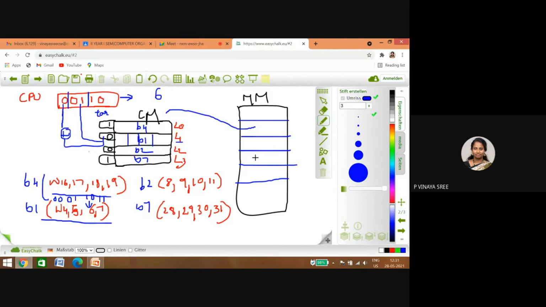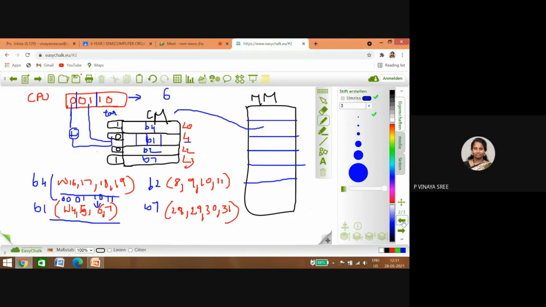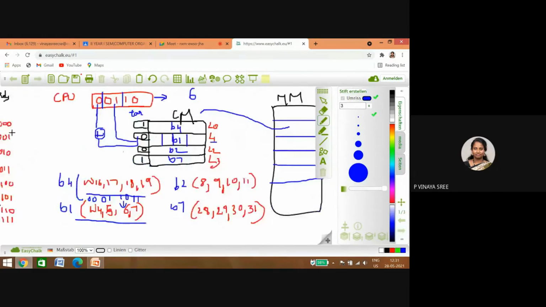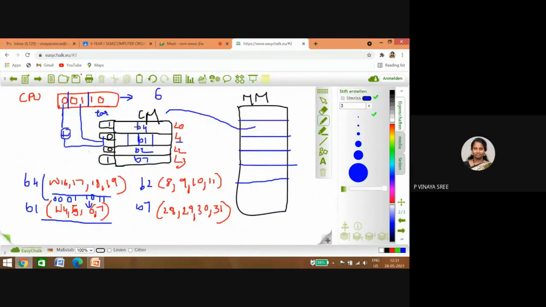Now let us suppose. Can anyone tell me why I have written B4 here? See here, we have two combinations. Two blocks can be mapped to this line number 0, B0 and B4. If the tag bit represents 0, that indicates B0 is present in this. If the tag bit represents 1, that indicates B4 is present. In this case, the tag bit is 1, that indicates internally the block B4 is present.